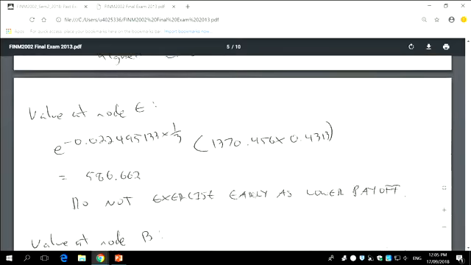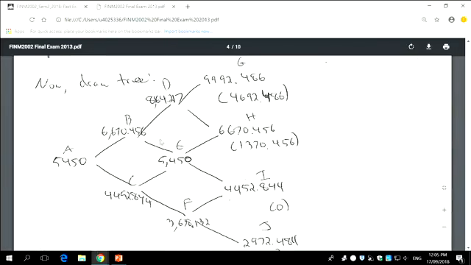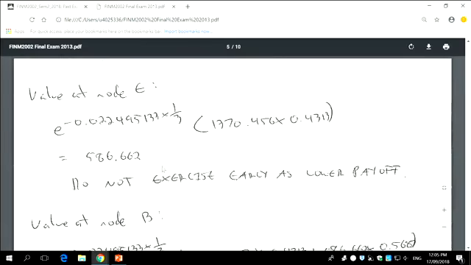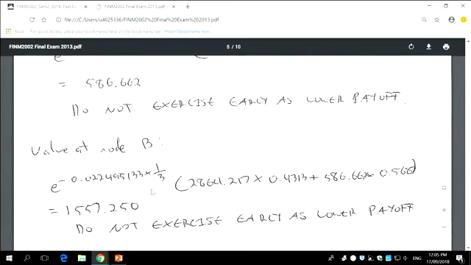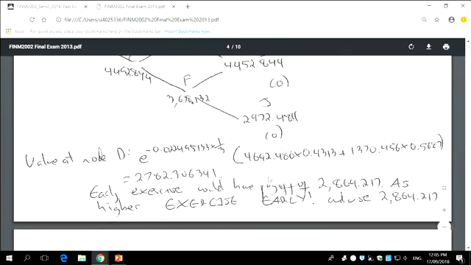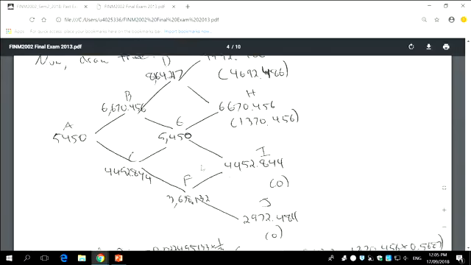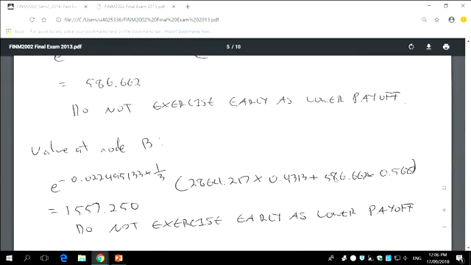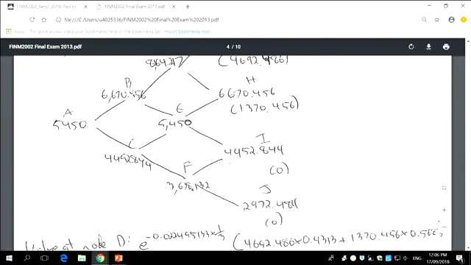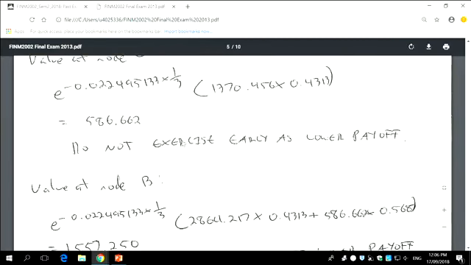Reason here, higher payoff. Now I need to go from D to B, E to B, and E to C, because there is a payoff here as well. So it's a long time. The value at node B, first of all, present value, is going to be the 2864, that was the greater number, remember, from early exercise, multiplied by p, because to get from B to D, you moved up the tree. And then we have that 586.662, and that's multiplied by 1 minus p, because to get from B to E, you move down the tree to get that particular payoff.